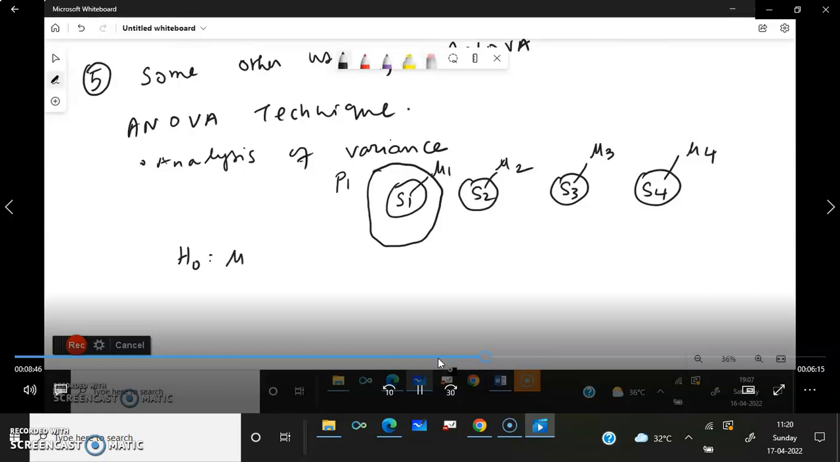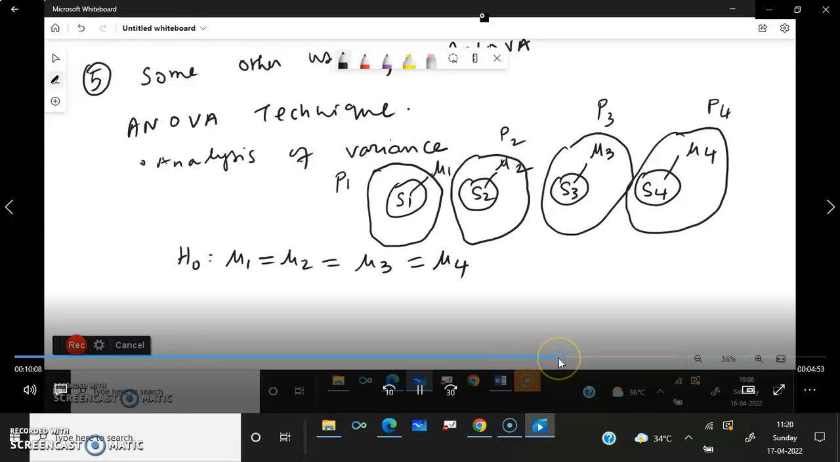Null hypothesis, that is, there is no significant difference between the means: mu1 equal to mu2 equal to mu3 equal to mu4. No significant difference. That is known as the null hypothesis, right? So, what will be the alternative hypothesis? It will be H1, that is, mu1 not equal to mu2, not equal to mu3, not equal to mu4.